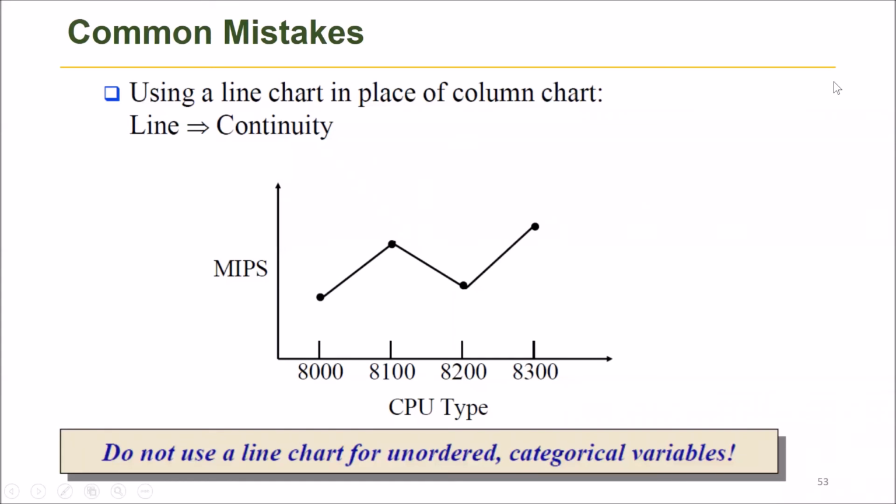It is very important to avoid using a line chart in place of a column chart. It is the most common mistake. Keep in mind that you should not use a line chart for unordered categorical variables.